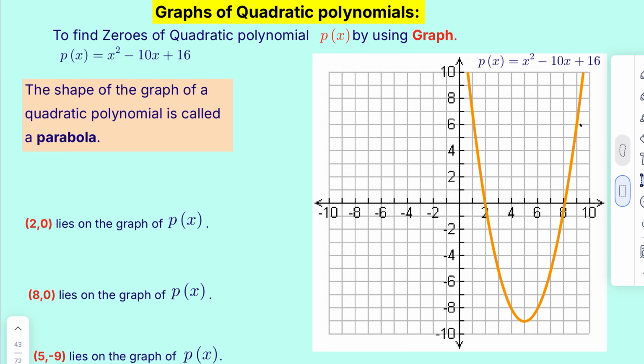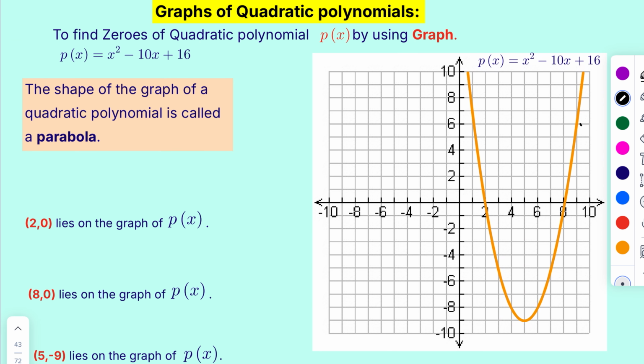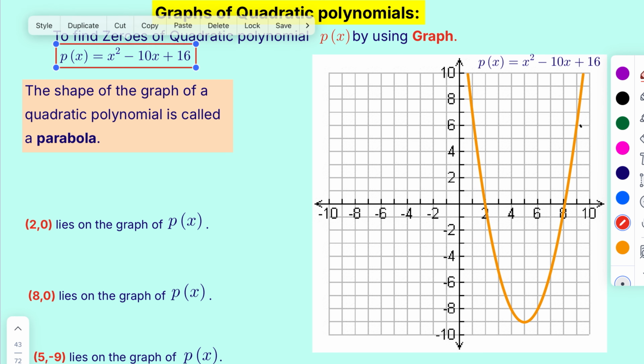Today we will discuss the graphs of quadratic polynomials. Here the example is taken, that is p of x equal to x square minus 10x plus 16. This is the example, and we have to plot the graph of this polynomial.